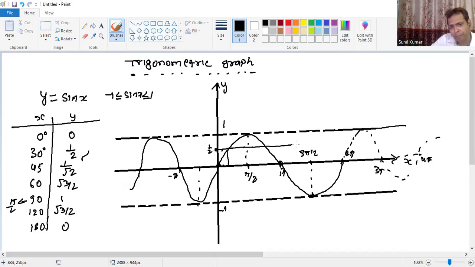Okay, when we draw a parallel line here, we can see that this line is going to intersect the graph.